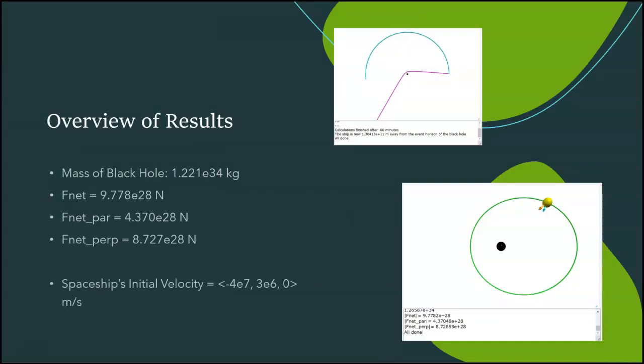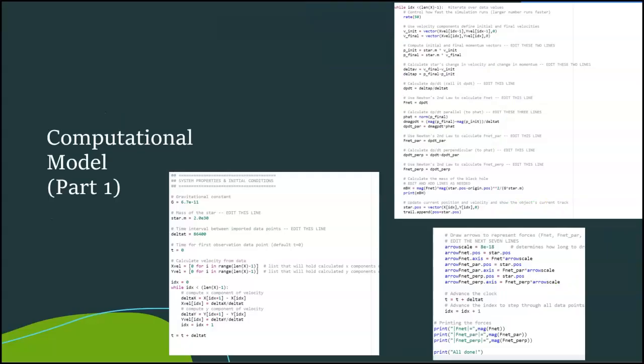Overall, we conclude the average mass of the black hole to be 1.22 times 10 to the 34 kilograms, the net force to be 9.77 times 10 to the 28 newtons, the parallel component of the force to be 4.37 times 10 to the 28 newtons, and the perpendicular component to be 8.73 times 10 to the 28 newtons. In part 2, we calculate the initial velocity of the spaceship to be negative 4 times 10 to the 7 meters per second for the x component, 3 times 10 to the 6 meters per second for the y component, and 0 for the z component.